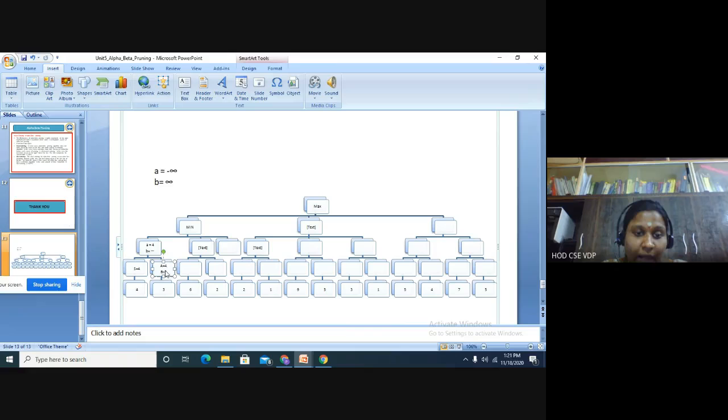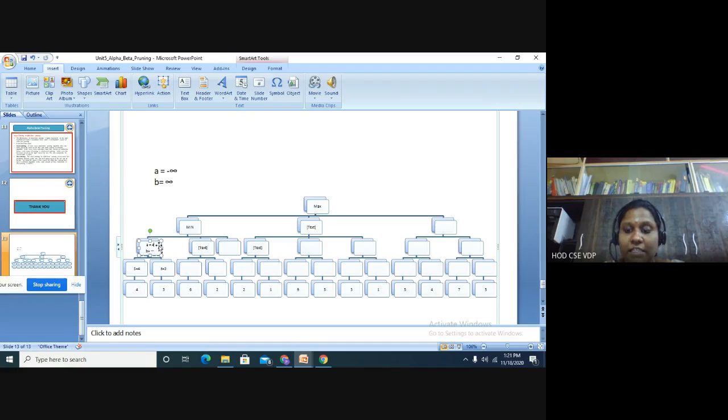Now I have to update my root node. While going back, this is my minimization strategy: max, min, max, min. So S equal to 3 is updated, and this node value is 3. When I go up, this is maximization, so A is 4 comma 3. I'll still have only 4. This 3 will not be updated here. Got it?